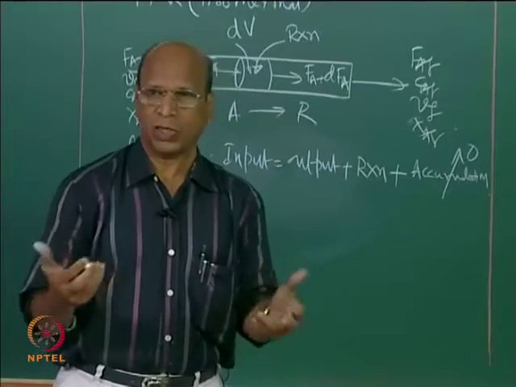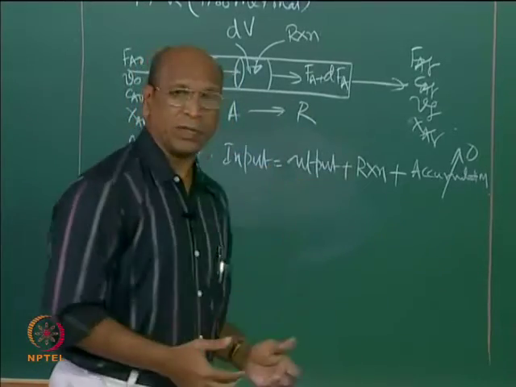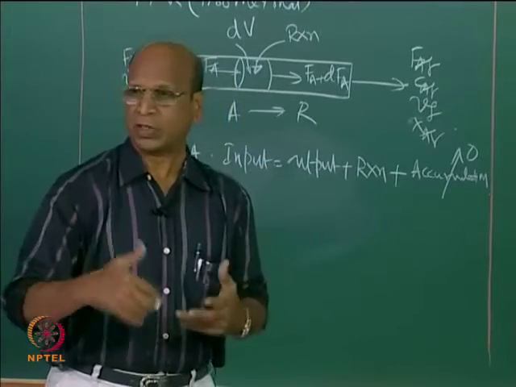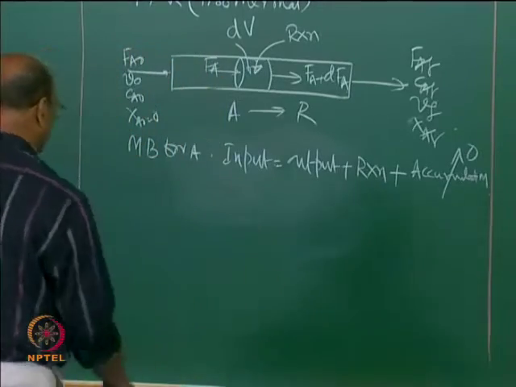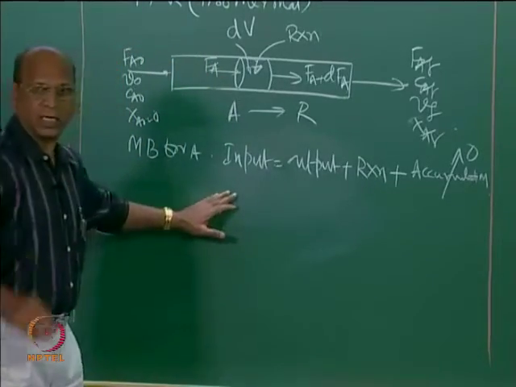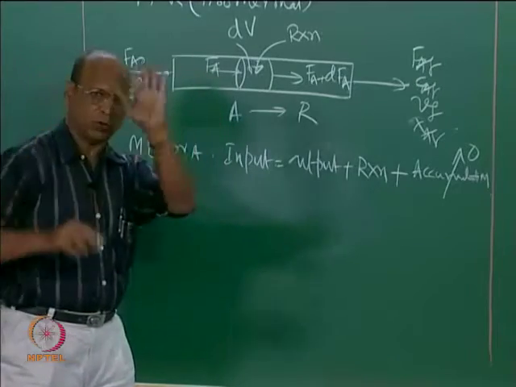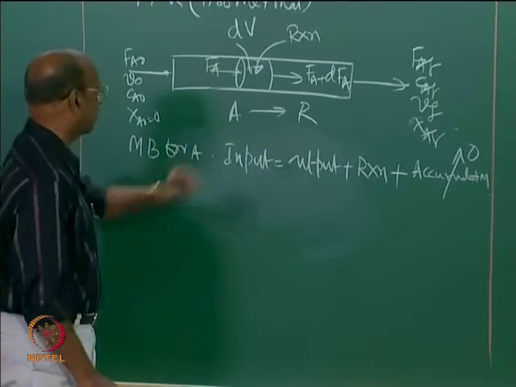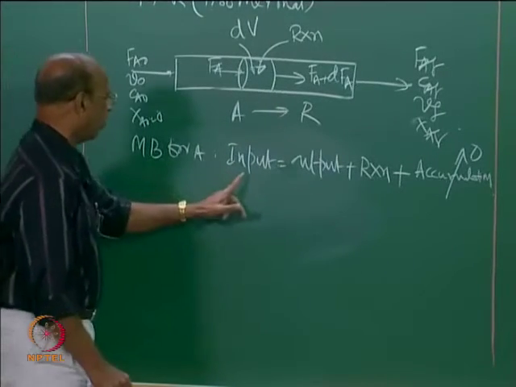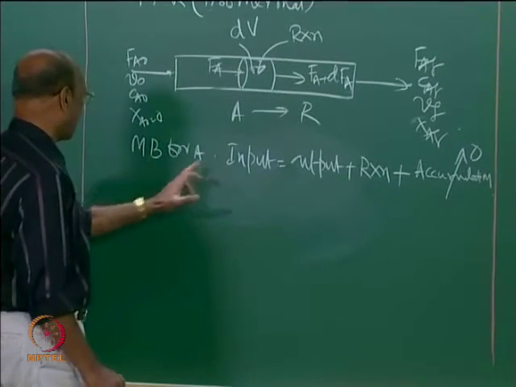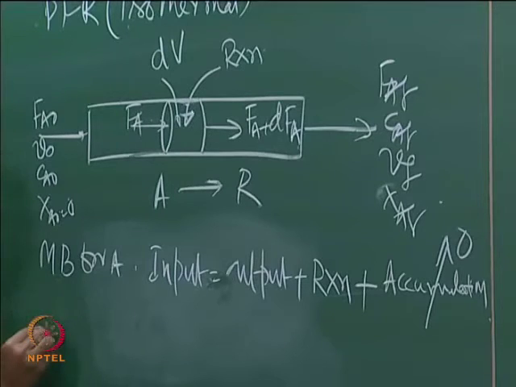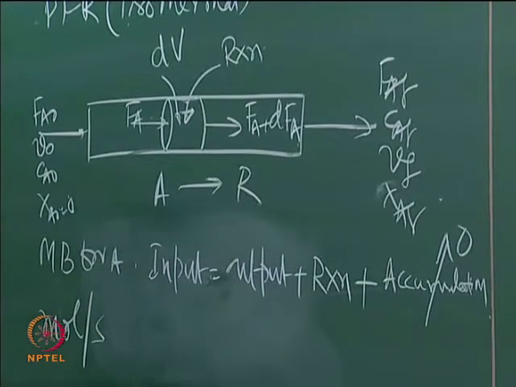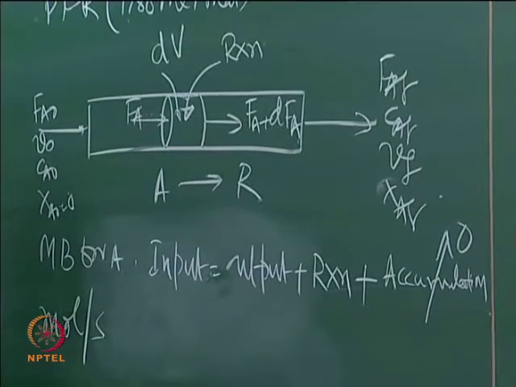But again that depends on the equation, whether you get a partial differential equation or an ordinary differential equation. But that will come later when you are talking about residence time distribution. But this is one of the simplest equations you are going to get. So this MB for A means we are also talking about moles per time, maybe second. This is better to write in the beginning.